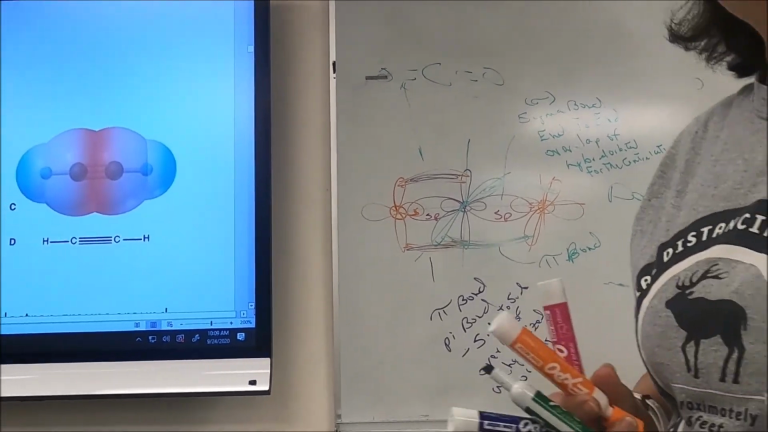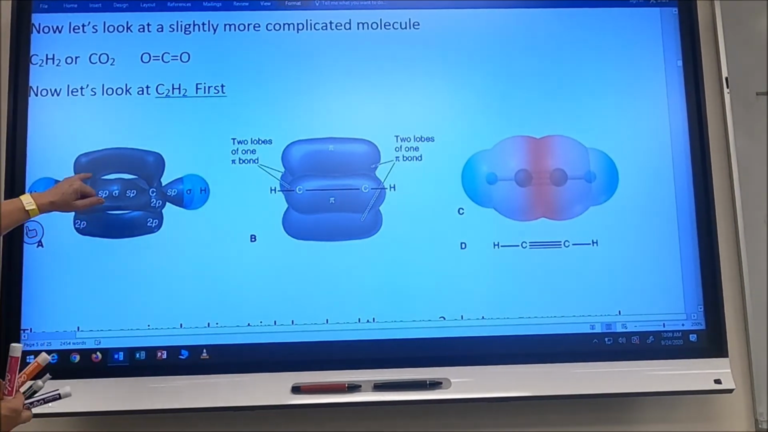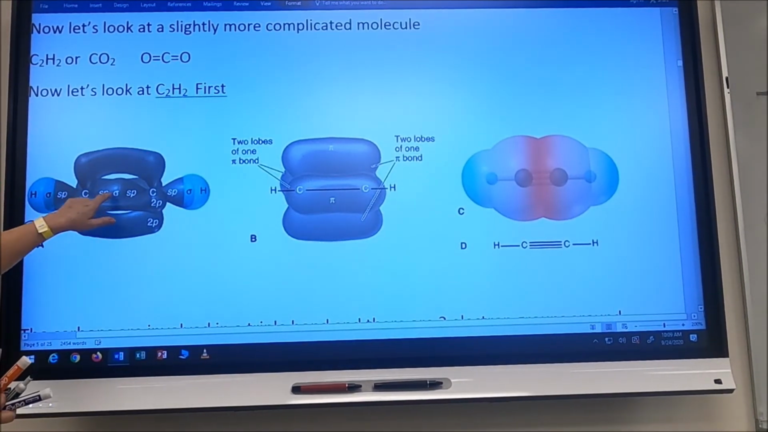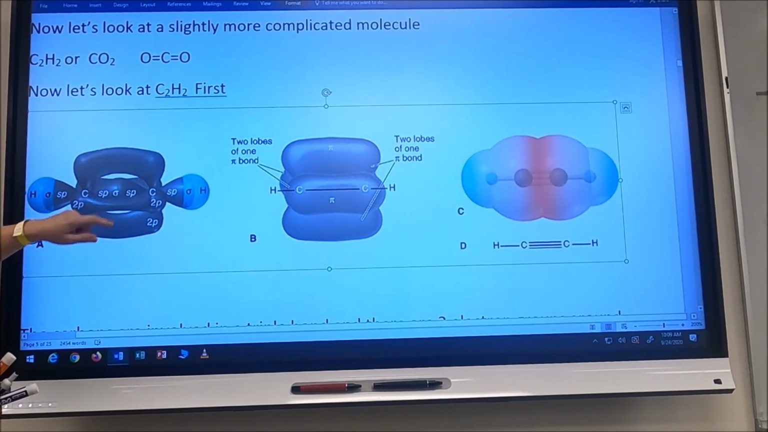Now let's look at the pretty image I have on the screen. If we look at this guy, C2H2, there's my two carbon atoms, okay? Each carbon is connected to two other atoms. This carbon is connected to this hydrogen and is connected to the other carbon. There's a triple bond between the two carbons. So there are two electron groups around that central atom. It's linear. If it's linear, it has to have two hybrid orbitals, sp, okay?